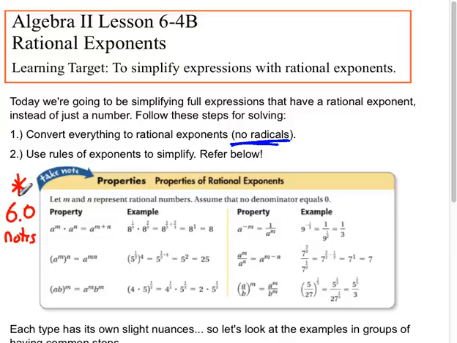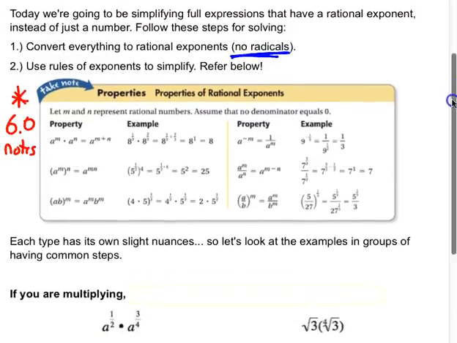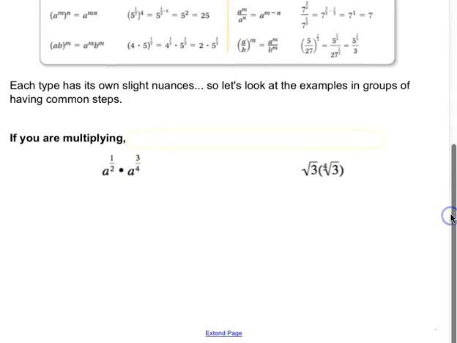Now, as you probably know, every type of problem has its own slight nuances, and sometimes there are even multiple ways you can do it. I'm going to show you what I think is the easiest method, but sometimes you may see another one. So just know that some of these do have multiple ways to go about doing it. I'm going to show you what I hope is the easiest for you to understand and remember.